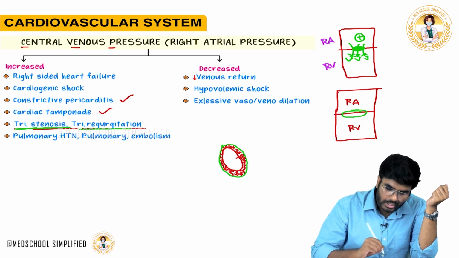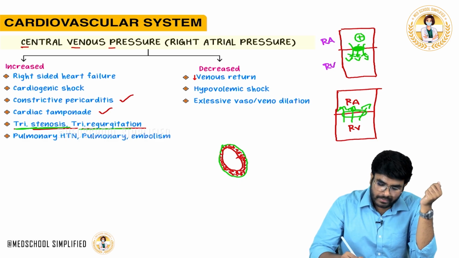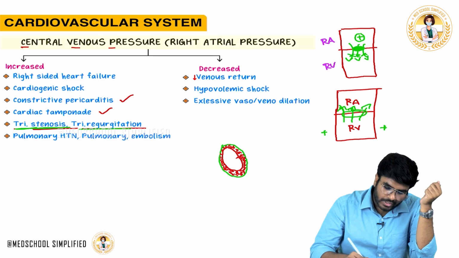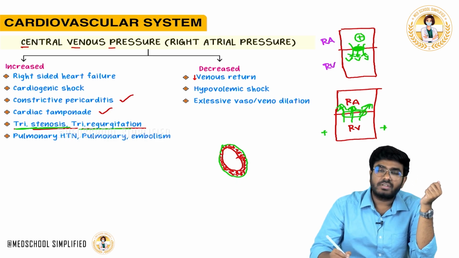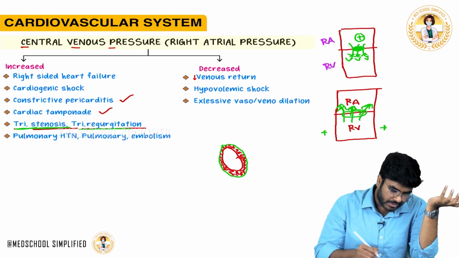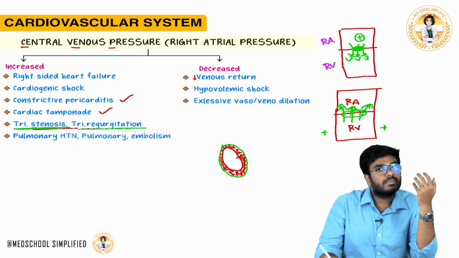Now this tricuspid valve is not closing properly. When it is not closing properly, there will be regurgitation of blood during the systole of the right ventricle. This regurgitant blood is going back into the right atrium. This regurgitant volume of blood will create an extra pressure over there. So automatically central venous pressure increases. So central venous pressure is going to be increased both during tricuspid stenosis as well as tricuspid regurgitation.